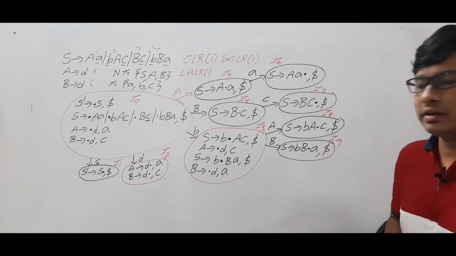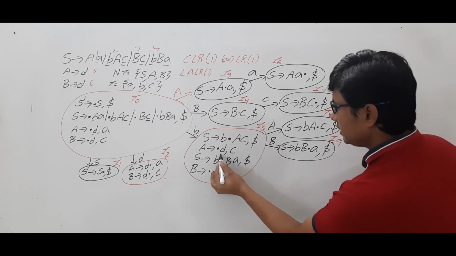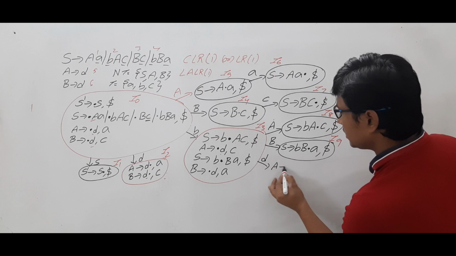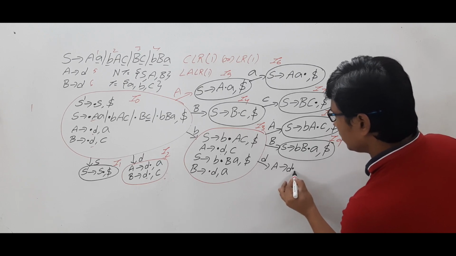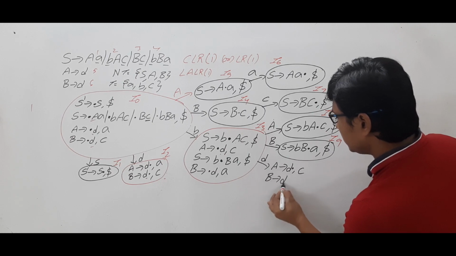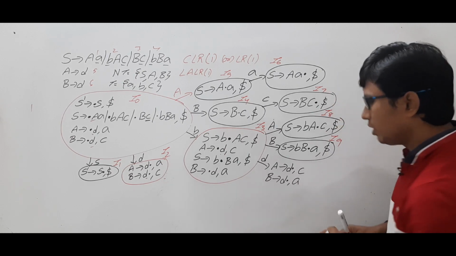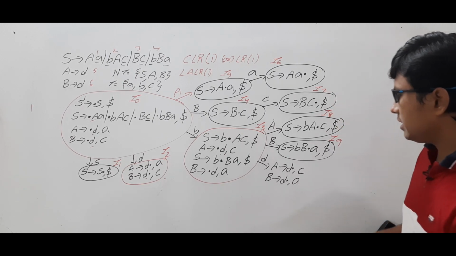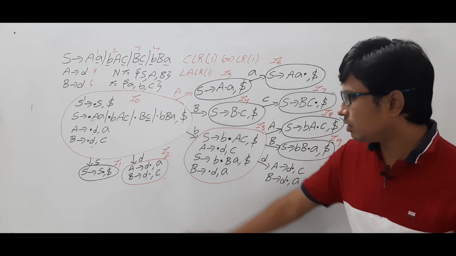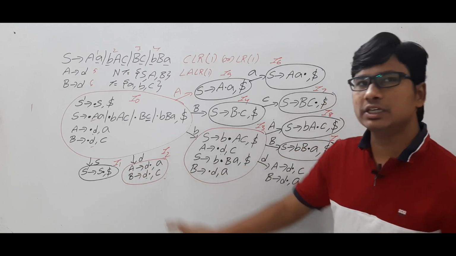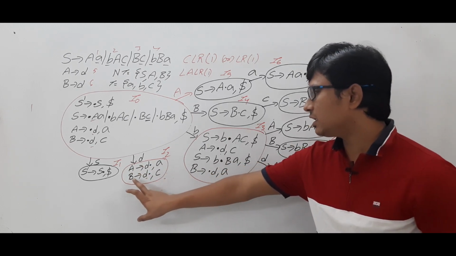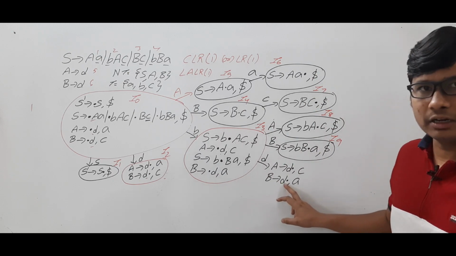Now look at on D. On D, it is A determines D dot C, B determines D dot A. Now look at it, whether it is a new production or new item or old item. A determines D dot is there. Here also A determines D dot is there. Here also B determines D dot is there. Here also B determines D dot.